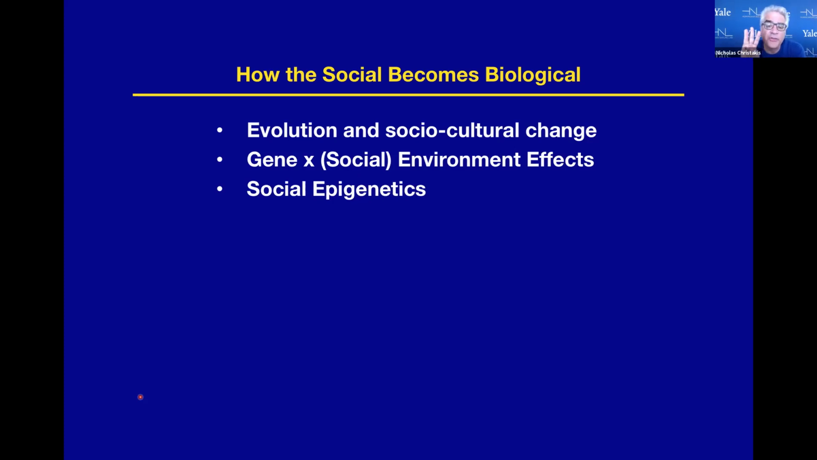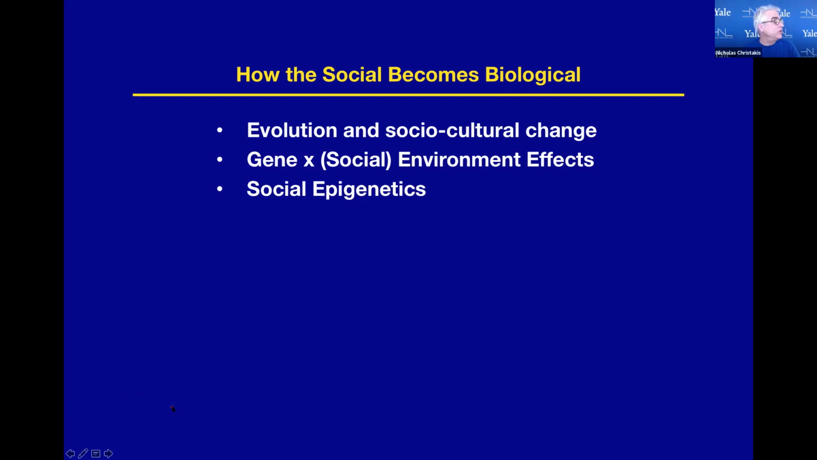And I'd like to consider three ways that social factors could interact with our genome. The first idea of how the social could become biological is that there could be an evolution and sociocultural change, a kind of process whereby over long time horizons, our bodies have been shaped by our social environment. The second set of ideas relates to what is known as gene by environment effects. And here I'm specifically talking about our social environment, and I'll explain this in a little bit more. A third is this notion of social epigenetics, and I'll explain this too. Epigenetics relates to the regulation of our genes. And here I'm interested in the social regulation of whether our genes are expressed or not.